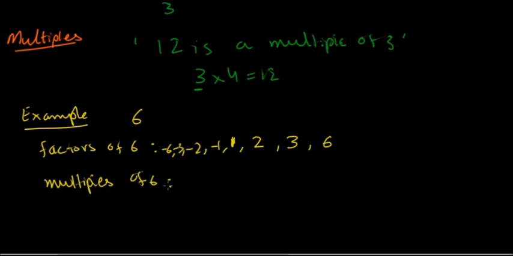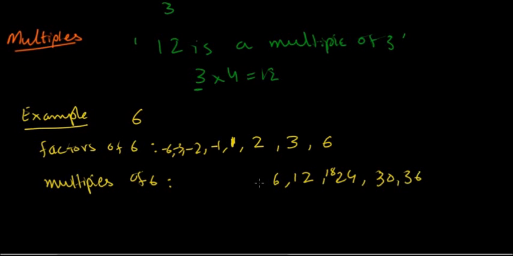So multiples of 6 are everything which might appear in a product of 6. Like, I know that 6 times 2 is 12, so 12 is a multiple of 6. 6 times 1 is 6, so 6 is a multiple of 6, and so on. I will have 18, 24, then 30, then 36.